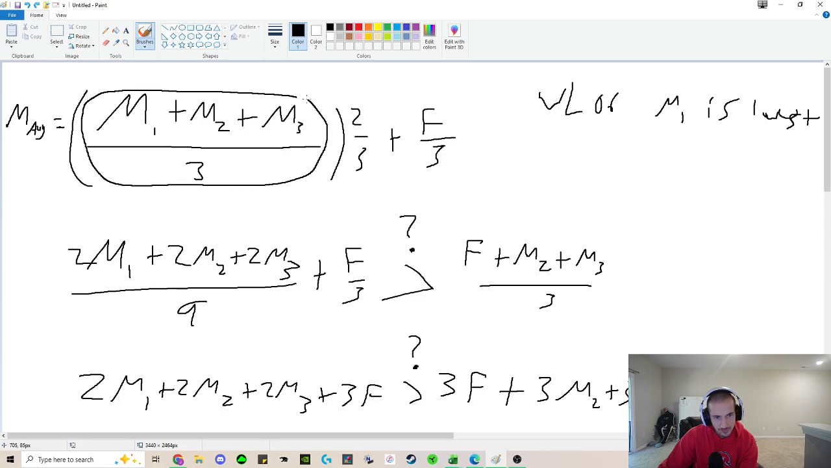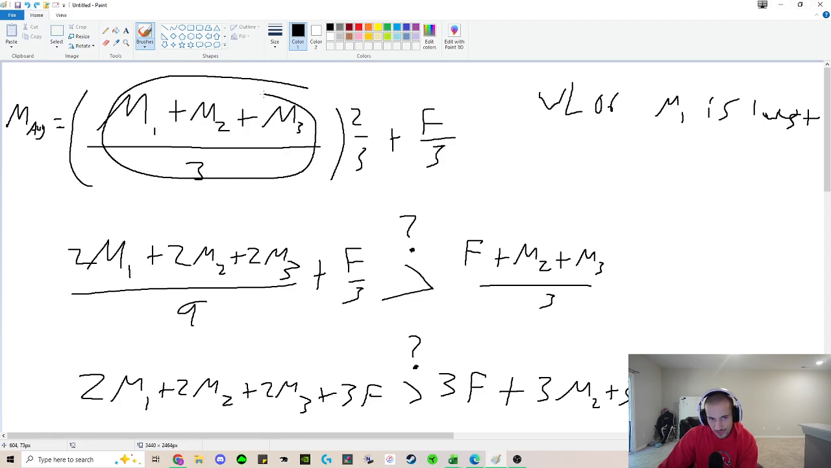This is our old average of midterms. And then instead of just dividing by 3 here, now what we're going to do is average this average, a weighted average. We're going to have 2/3 of that value and then 1/3 of the final value.